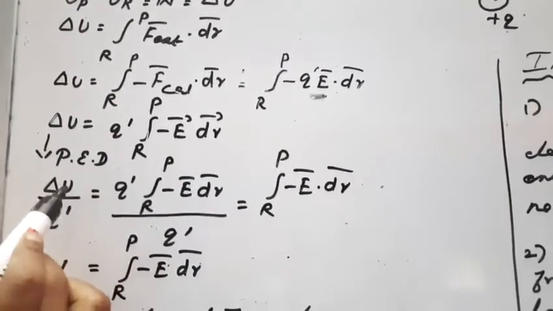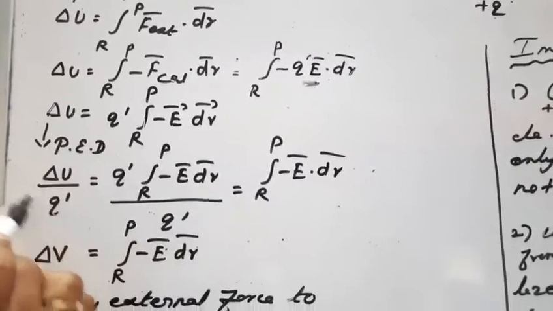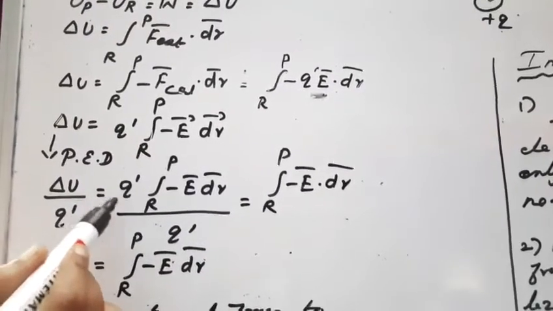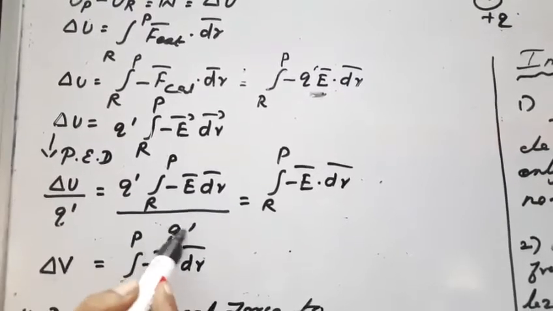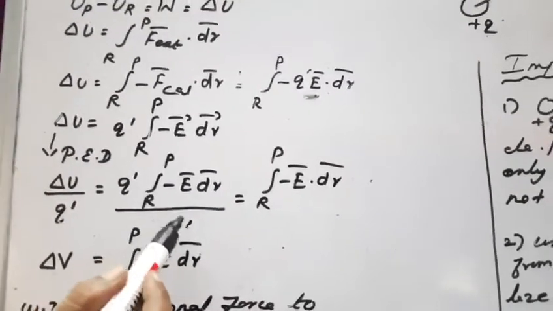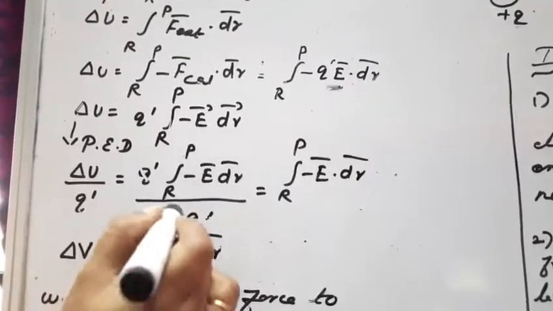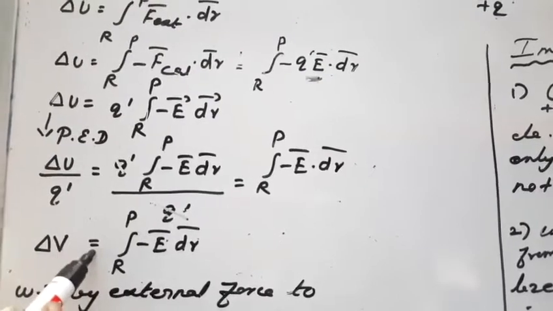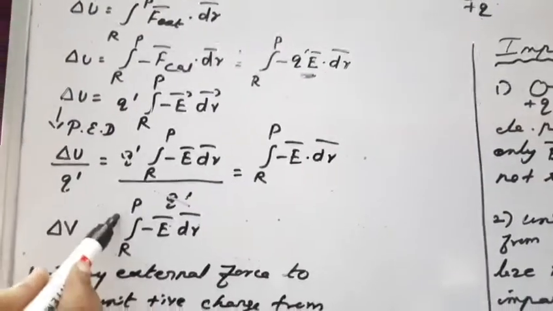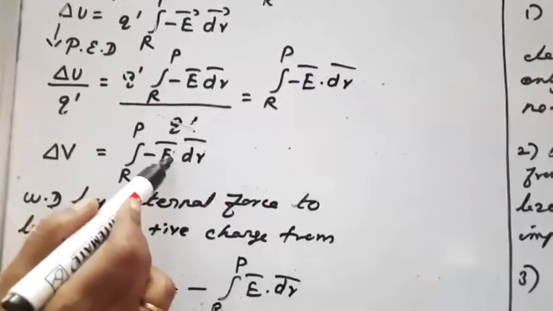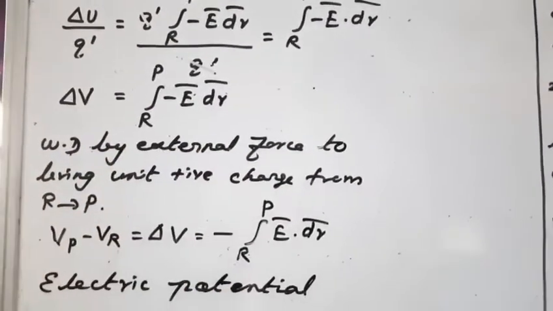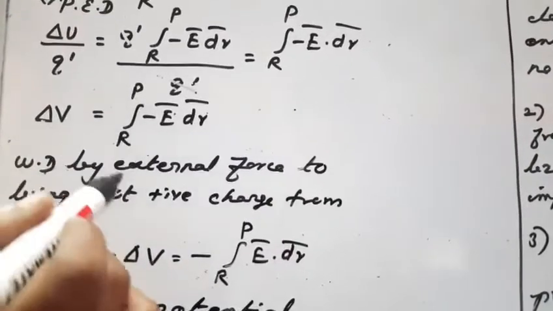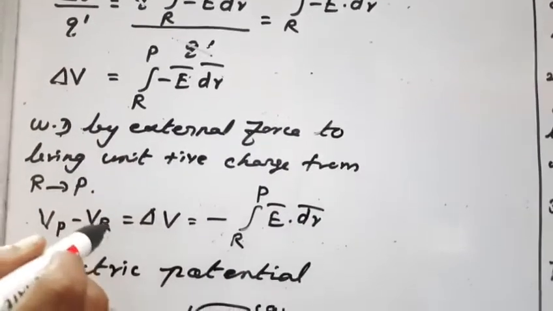Next, we have to calculate the potential energy difference per unit charge, so we divide by q dash. On this side we divide by q dash, and on the opposite side we also divide by q dash, so that q dash cancels. Therefore, we get del V equals the integral from r to p of minus E vector dot dr vector, and del V is nothing but Vp minus Vr. This is the electric potential difference, del V.